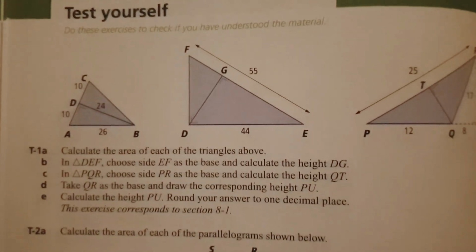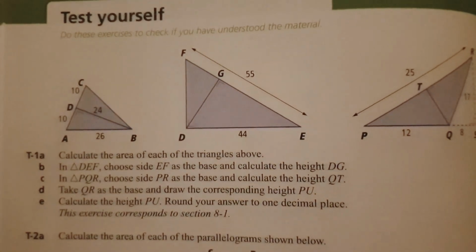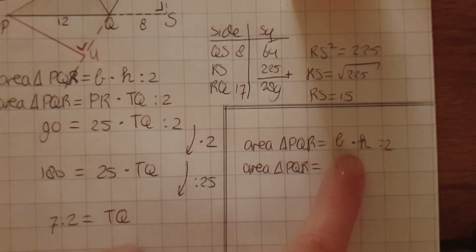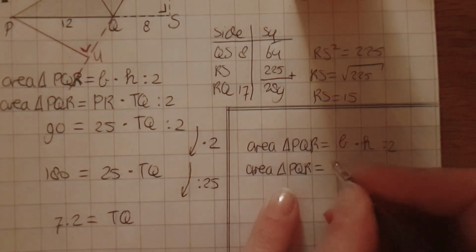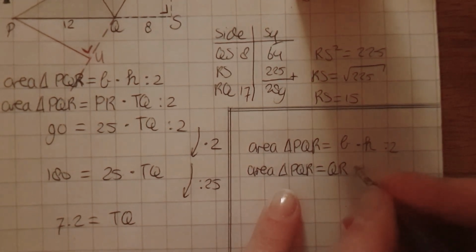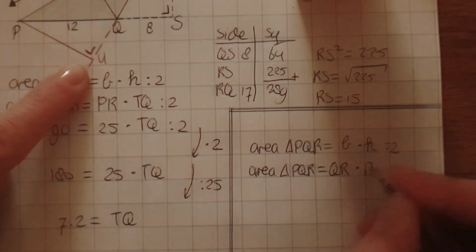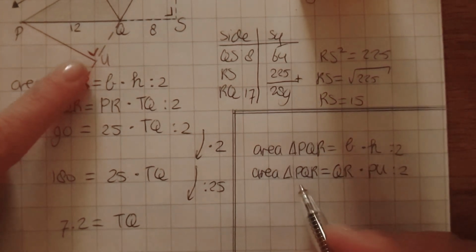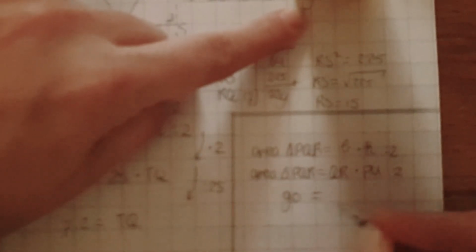Exercise T1E, it says, calculate the height PU. Round your answer to 1 decimal place. Okay, so here it is. Area triangle PQR is base times height divided by 2. I had to take QR as the base, that's what it says in the exercise, and then I just drew the corresponding height, which is PU, so it's PU divided by 2. Now, again, I already know the area, I already calculated it. In the first exercise that I did it was 90, so I'm going to fill in 90.